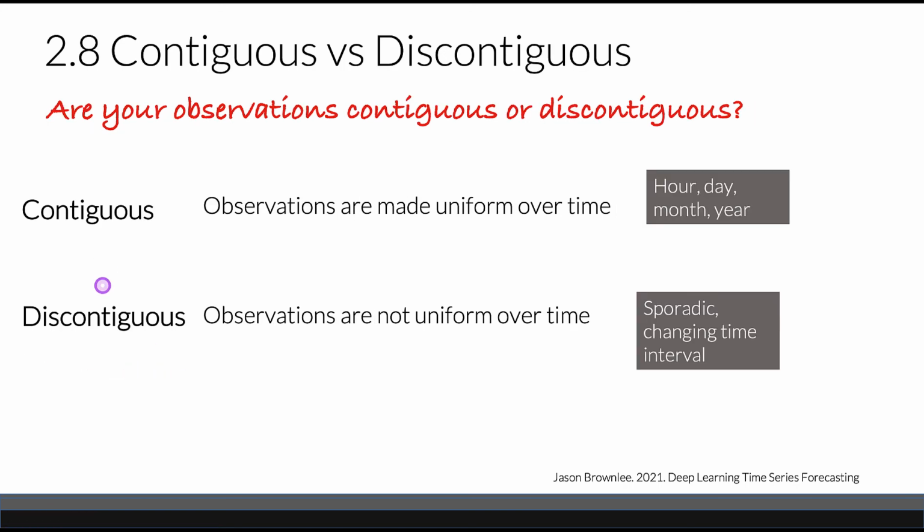The next question is, are our observations contiguous or discontiguous? If we have observations that are uniform over time, such as hours, days, or months, these are contiguous observations. In contrast, if the observations are not uniform, they are discontiguous, and this could be caused by missing or corrupt data, or by sporadically increasing or decreasing time intervals. For this type of data, notice that sometimes specific data formatting may be required.